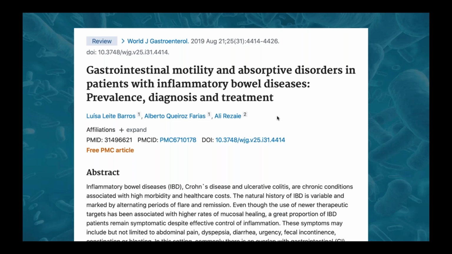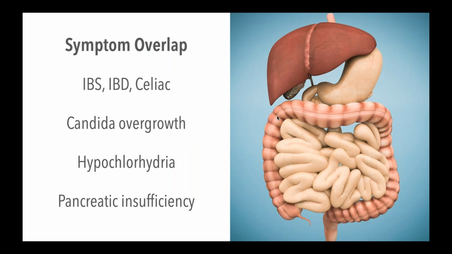All right, so due to lack of time, I'm going to go ahead and skip this one here real quick. So just to, again, reinforce that these various conditions can lead to similar symptoms. So just be thinking of these things.